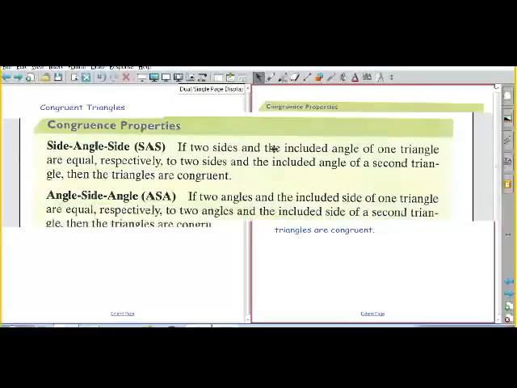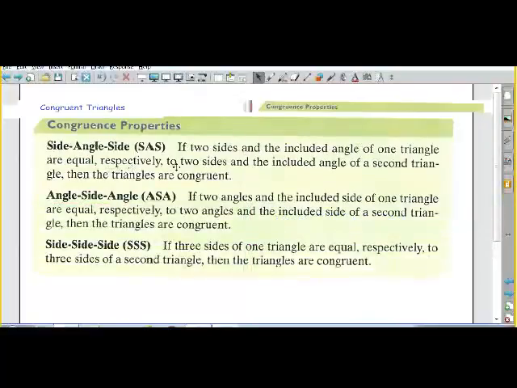So there's side angle side, which says if 2 sides and the included angle of one triangle are equal respectively to 2 sides and the included angle of the second triangle, then the triangles are congruent. As a consequence, because 2 sides and the included angle are equal to each other, the third side is equal to the corresponding side of the other triangle and the 2 other angles are the same. And you can prove that by using geometric theorems, which we're not going to do.